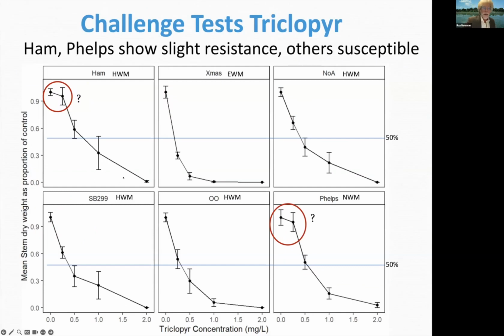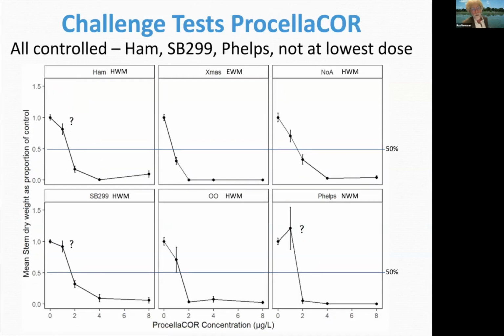For triclopyr, much better control across all of these. We've identified a couple genotypes, Phelps perhaps, and Ham, that look like they may have a slight resistance to triclopyr, up to that 0.5 dose. But the other genotypes seem to be fairly well controlled with triclopyr. And with ProcellaCOR, all of them are controlled, certainly at higher doses. At the lowest dose, we've got several, Ham, Smith's Bay 299, and Phelps, where there's some question at that very low dose that they may be showing some resistance.